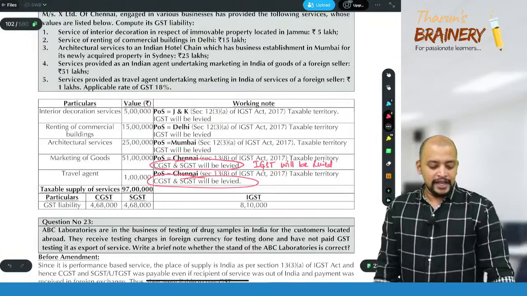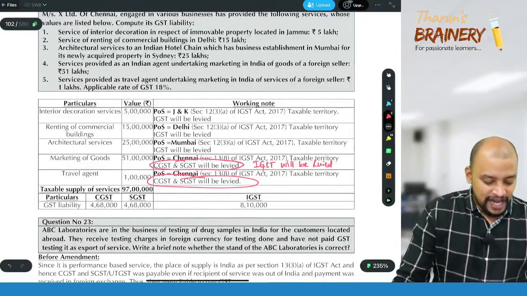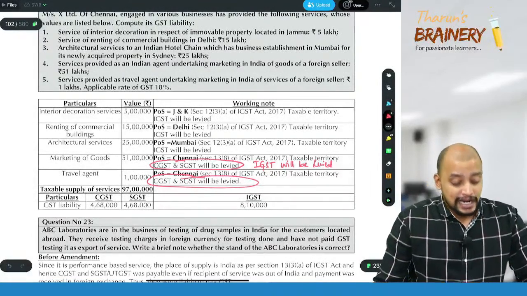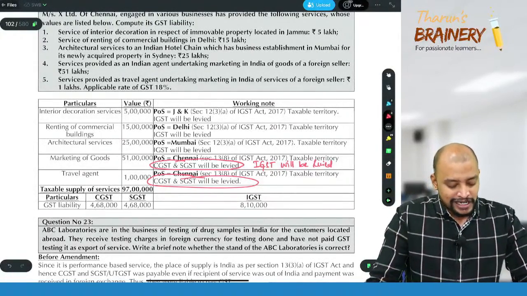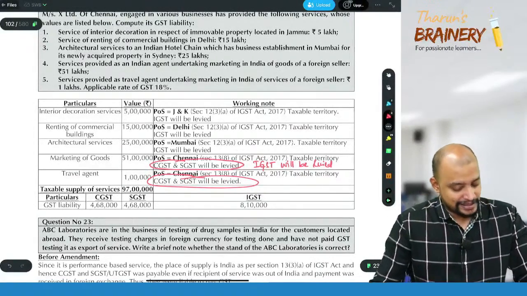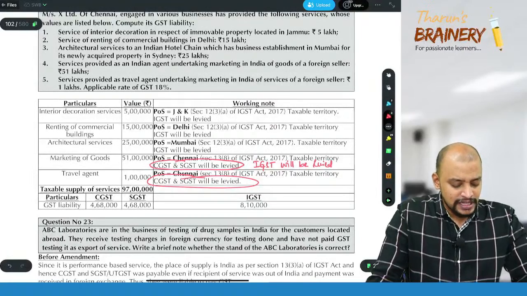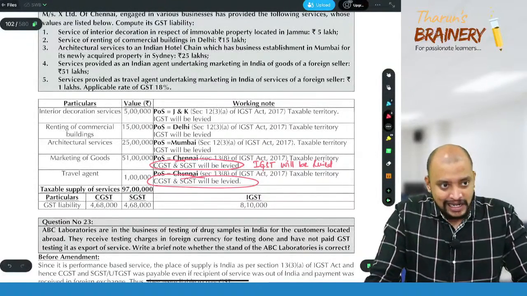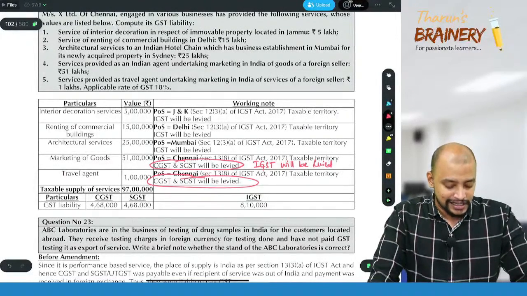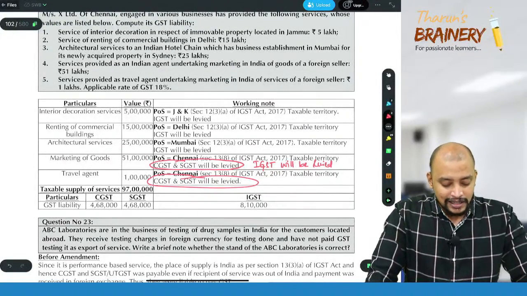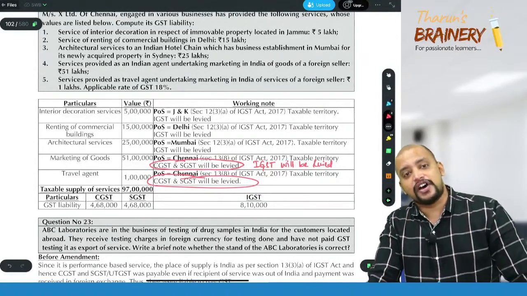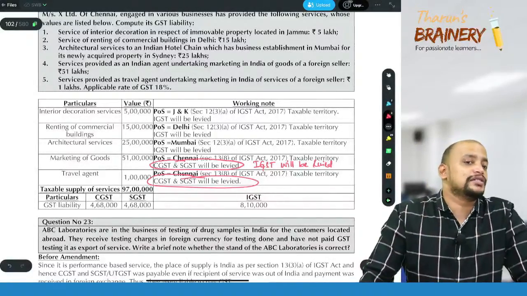Okay. Then next one, number 5: services provided as a travel agent undertaking marketing in India of services of a foreign seller, 1 lakh, applicable rate of GST is 18%. Okay. Suppose there is a travel agent in India, again intermediary services. So is this intermediary service under section 12 or section 13? Because the travel agent is undertaking marketing in India of services of a foreign seller, his recipient is located outside India.